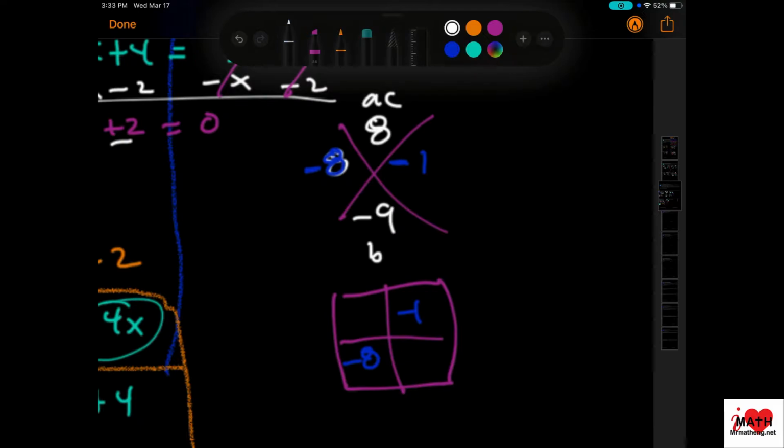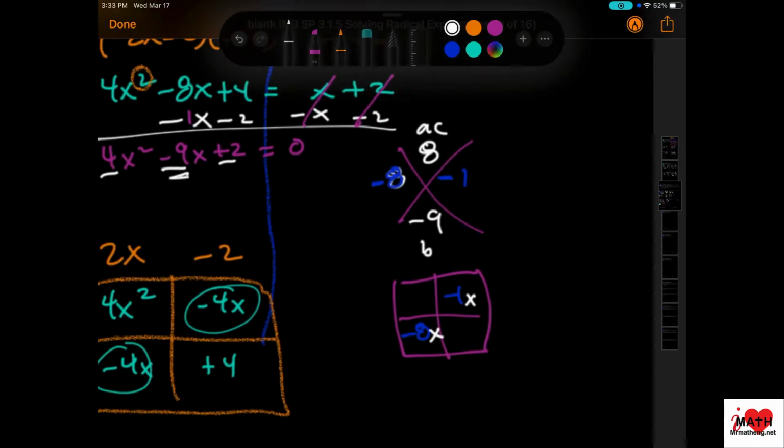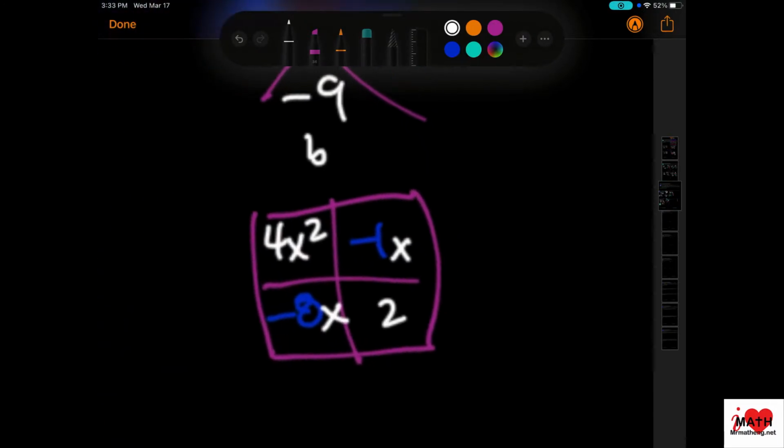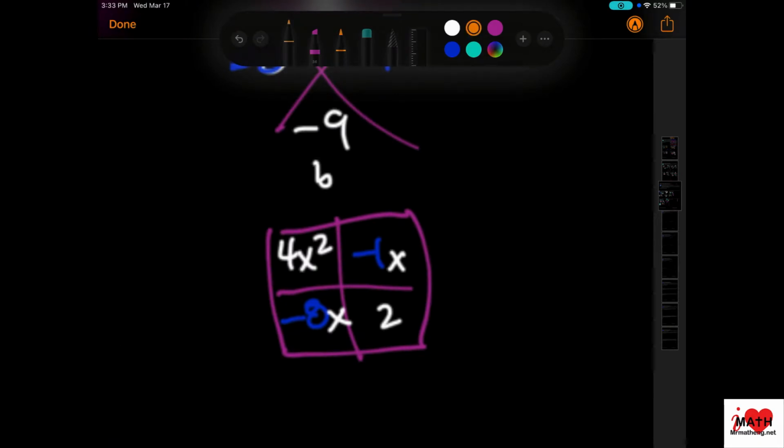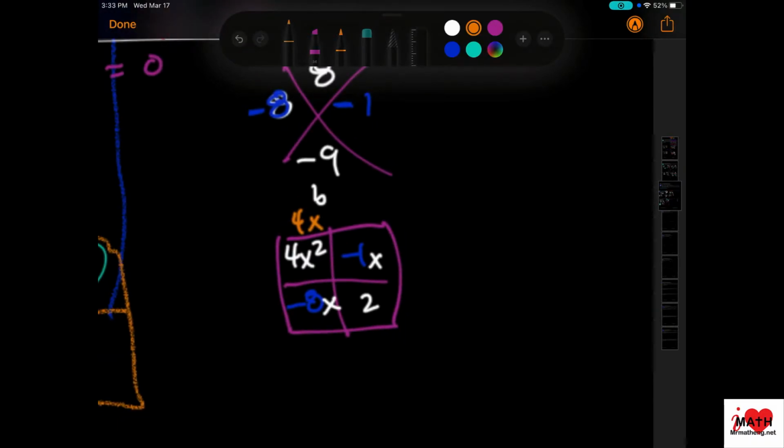Oh, that's right. Okay, so these are x's because basically the negative 8x and the negative 1x, we're splitting the middle term, negative 9x. So the 4x squared goes into the top left, and the positive 2 goes in the bottom right. Okay? What is the greatest common factor in the column here? It is going to be a 4x. Going the other direction, it's going to be an x. This one looks like it's going to be negative 1. And this one has to be a negative 2.